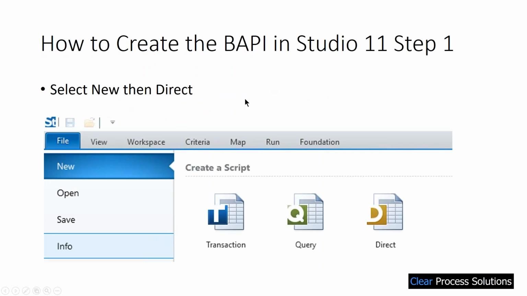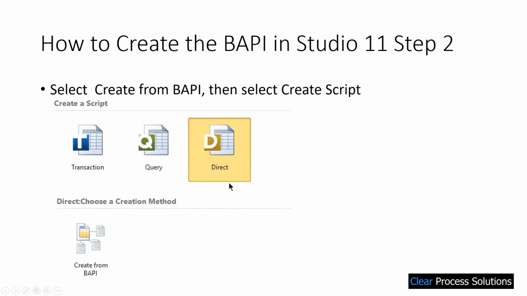Okay, how to create a BAPI in Studio 11. This is what I originally did in Studio 10. For this demo, I did it in Studio 11. It's much easier to do. The steps are fewer, it's more straightforward, and I think if you haven't used 11, you will really like it. Pretty much within Direct Studio, you select New, and you create a script, and I select Direct. Then, after you get Direct, you want to create from BAPI.